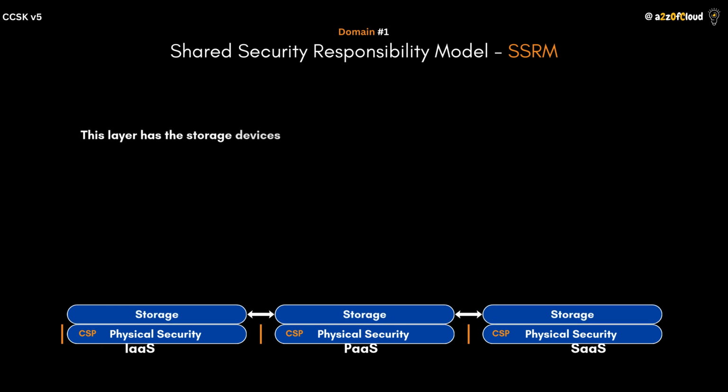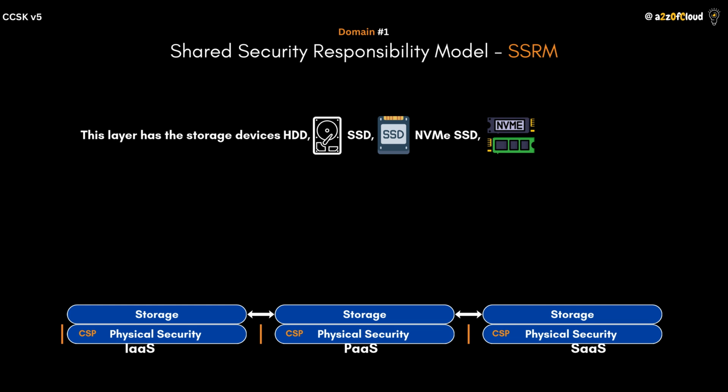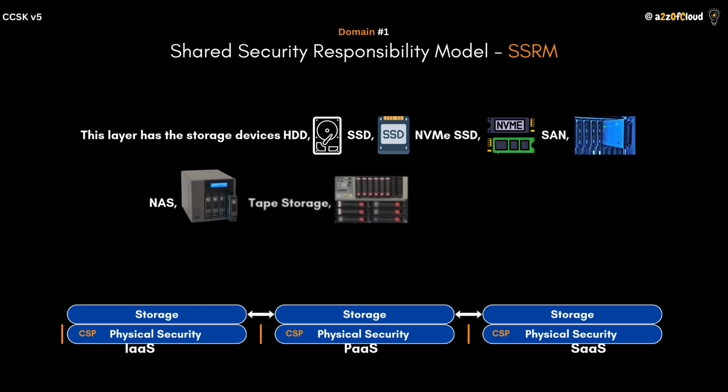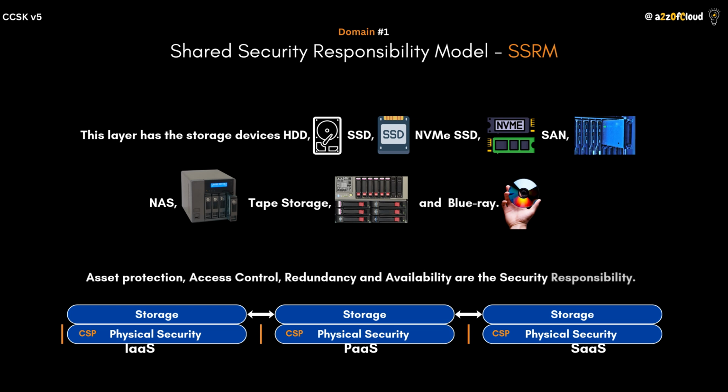Storage layer. This layer has the storage devices such as hard disk, solid-state drives, non-volatile memory express drives, storage area networks, network-attached storage, tape storage, and optical storage. Asset protection, access control, redundancy, and availability of storage devices and systems are the security responsibility in this layer. The CSP is exclusively responsible from layer physical security to storage in all the cloud service models.